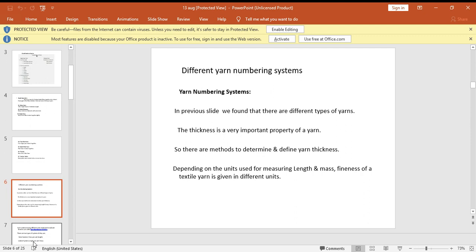And the next objective is different yarn numbering systems. In the previous slide, we found that there are different types of yarns. Yes or no? Yes. So the thickness is a very important property of the yarn. There are methods to determine or define yarn thickness. Depending on the units used for measuring length and mass, the fineness of the textile yarn is given in different units.